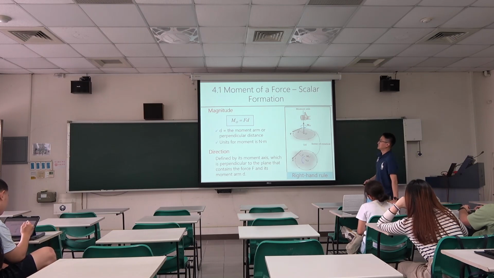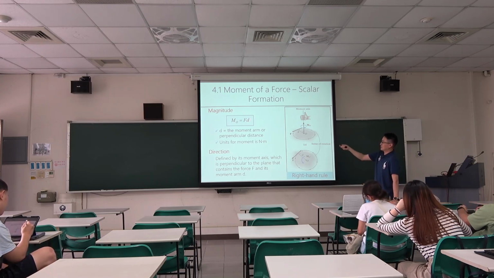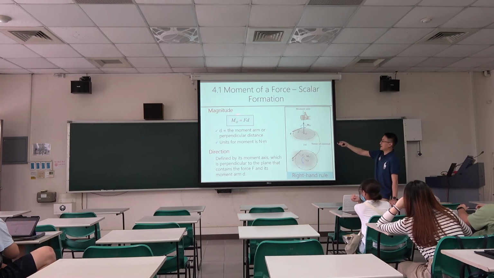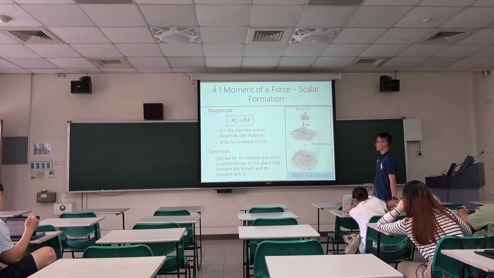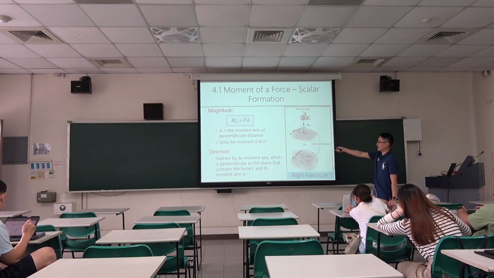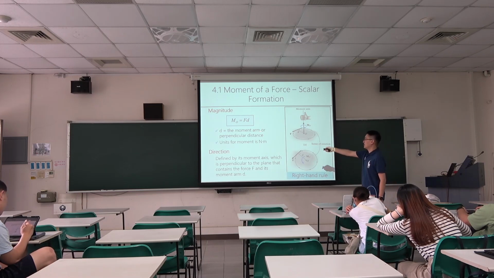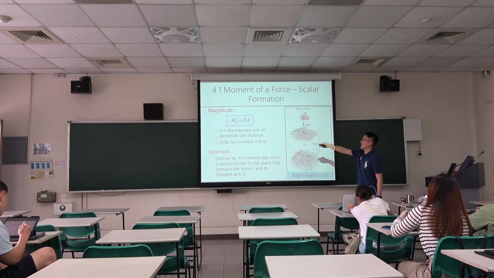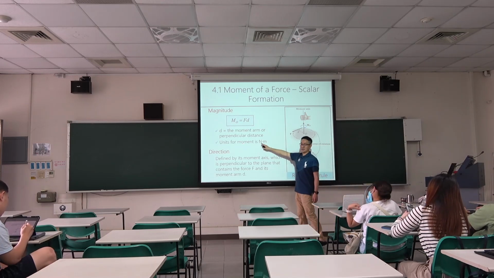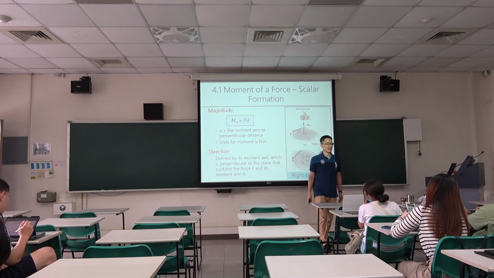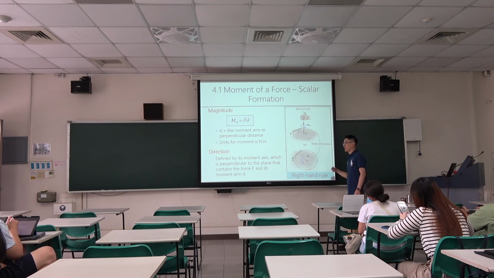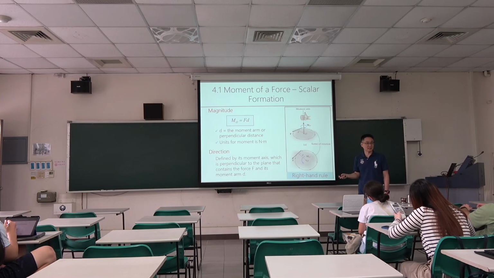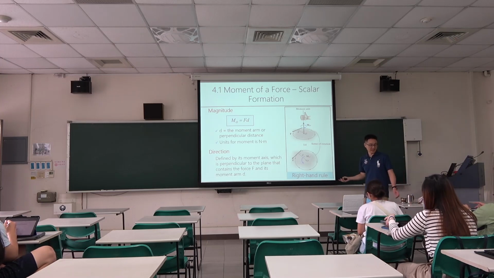Okay, for the magnitude of a moment, we use force times lever arm. Distance d is the lever arm, and we can also call it the moment arm, which is the perpendicular distance. Then we work out the moment, the unit will be Newton times meter. Remember for our calculation, we still need to maintain SI units. Newton and meter, both of them are SI units.